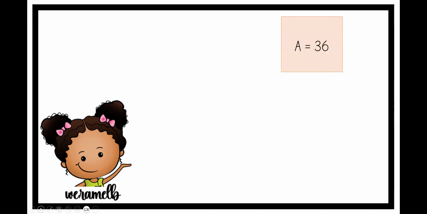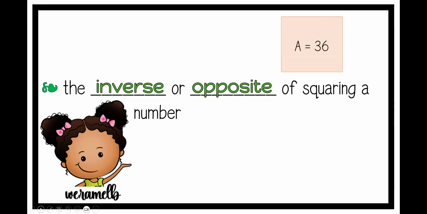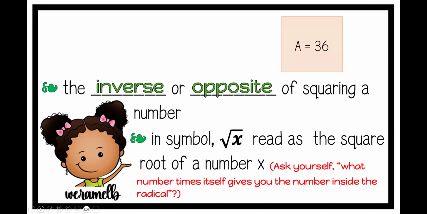How do we do that? Let us take this square with an area of 36. To get the side of this square, we use the opposite or inverse of squaring a number, and that is getting the square root. The symbol for the square root is this symbol. We read it as the square root of a number. So, how will I get the side of this square? You need to get the square root of 36.